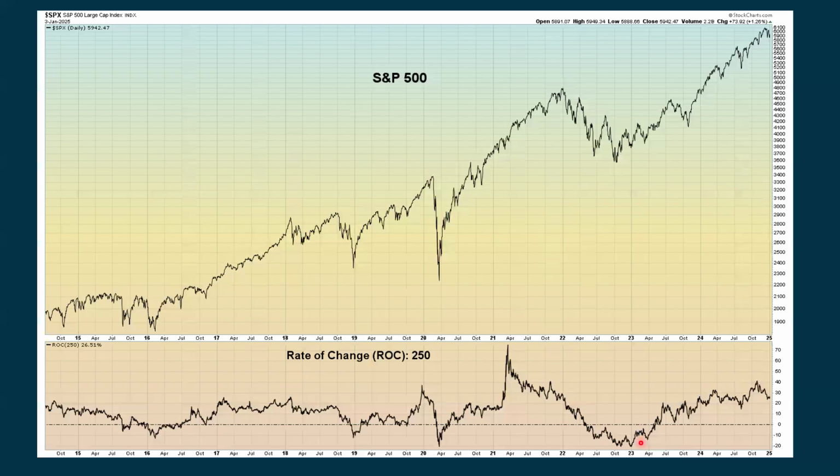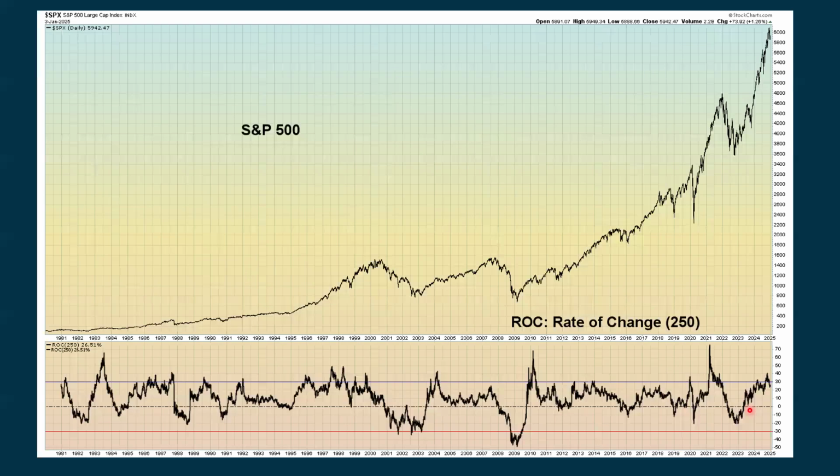Then some rate of change charts. I just use these for informational purposes. We look at Friday's close and then go back 250 periods, and we're still tending to go up, and we have been going up. We're pulling back lately, but for the most part in 2024, it's been pretty solid.